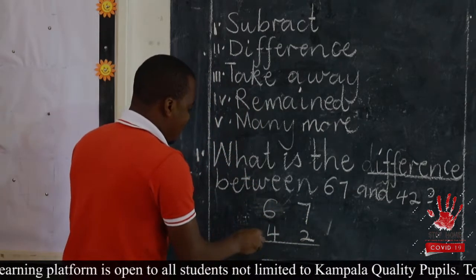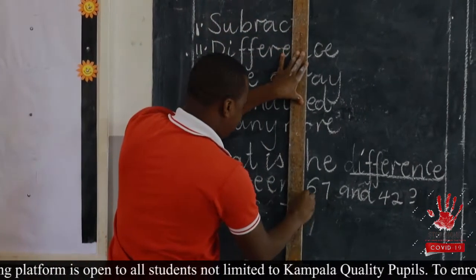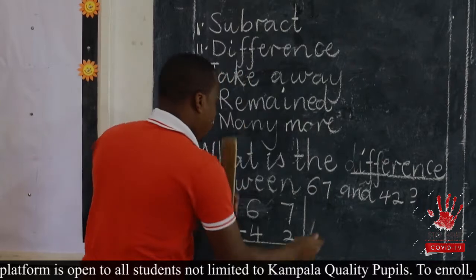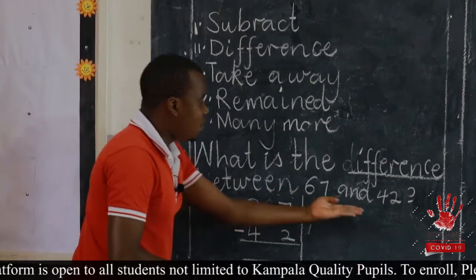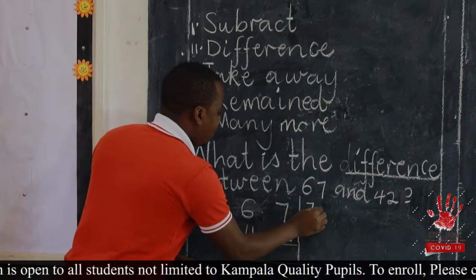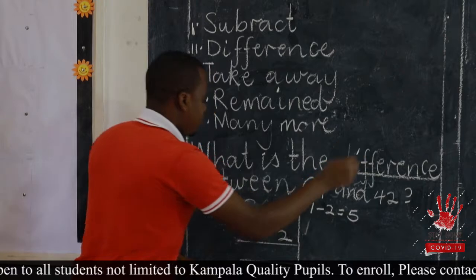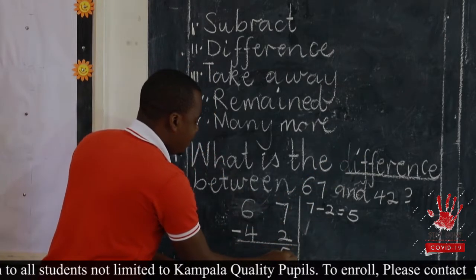So what is that? After getting our numbers, don't forget the operation sign and also part of work. Now, after arranging well, you have got your numbers from the question. So we begin from ones and say 7 take away 2 equals to 5. So I'll come here and write 5.